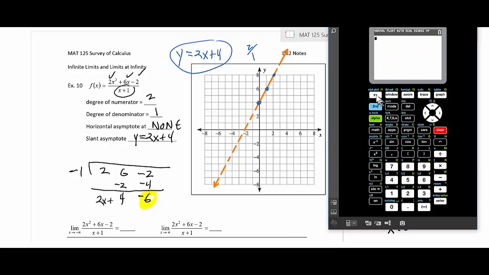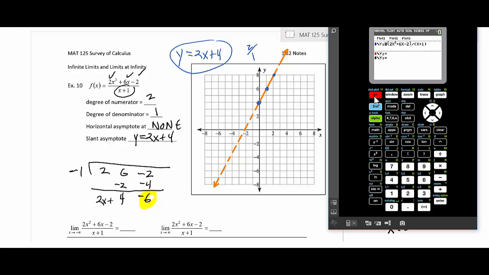So let's see, I'm going to put in 2x to the second plus 6x, and then minus 2, over x plus 1. All right, and then graph that. And then we're just going to do a sketch. So what's going to happen, the asymptote's not going to come out, but I'm going to have you put that in just a minute. So what I'm going to do on this is, let's also do this on your graphing calculator.